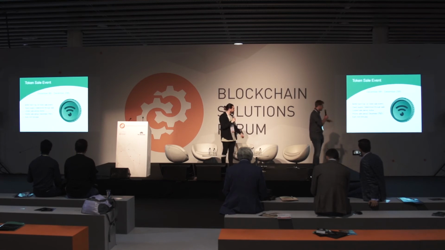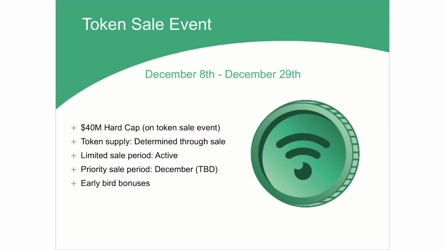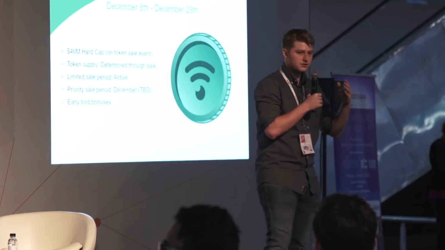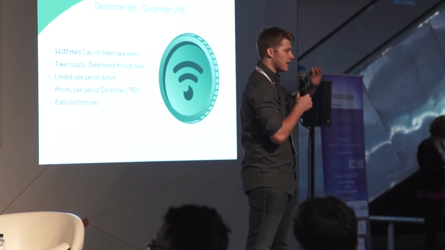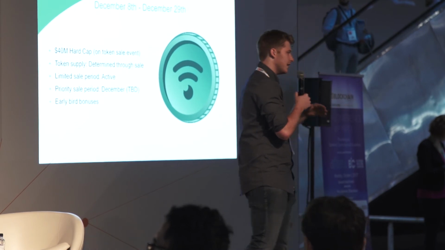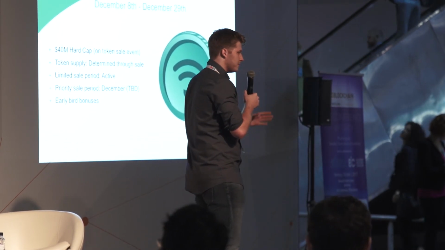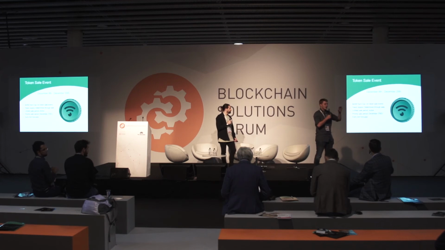All right, so getting into the token sale details, our token sale will be December 8th until December 29th. We are releasing Signal tokens in this sale with a hard cap of 40 million in the token sale event. Now, the total token supply will be determined based on how many tokens are actually sold. So we can't give a token supply yet. It'll be based on how much is raised in the pre-sale, private buying period, as well as the token sale.